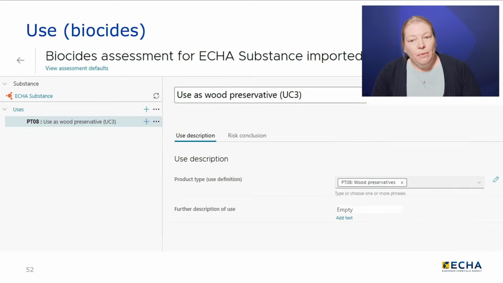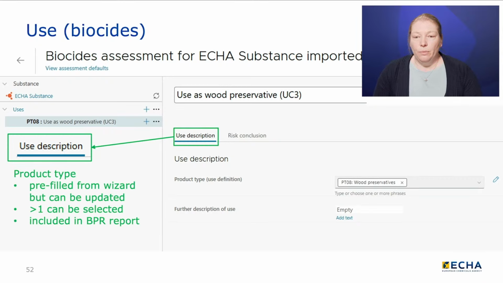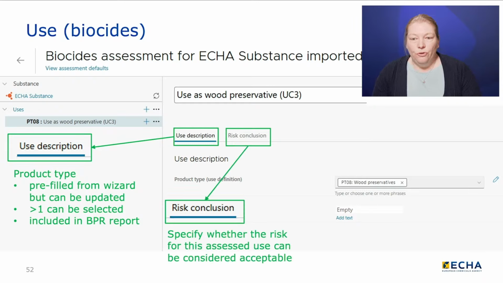Now, let's have a look at the biocide use. You see that here we also have a use description tab, which mainly here contains the product type. And in the second tab, risk conclusion, you can specify whether the risk for this assessed use can be considered acceptable.